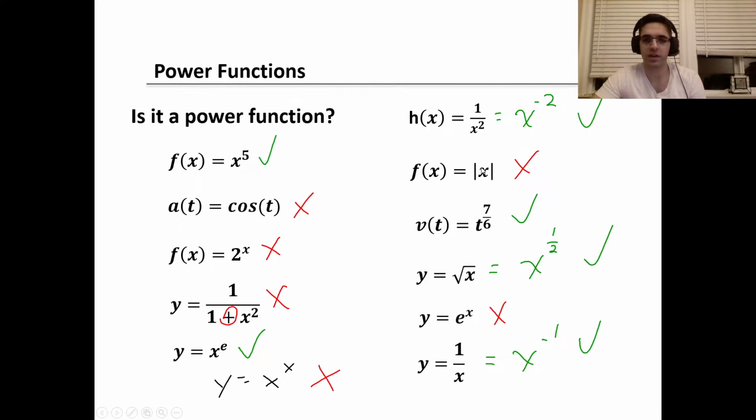Absolute value of x, not a power function. A variable to the power of a fraction, well, the fraction is also a number, so that's a power function. Square root, remember, square root can be written as a rational exponent, so this could be written as a power function. e to the power of x is not a power function, for the same reason 2 to the power of x isn't. The base and the exponent have to be reversed. And the last one, 1 over x, is a power function. It can be written as x to the power of -1.